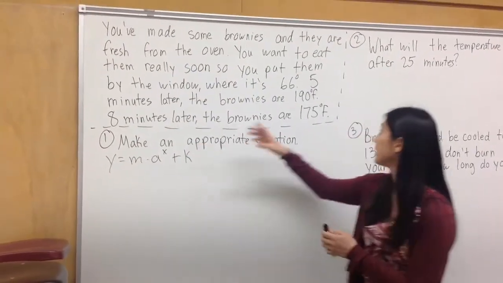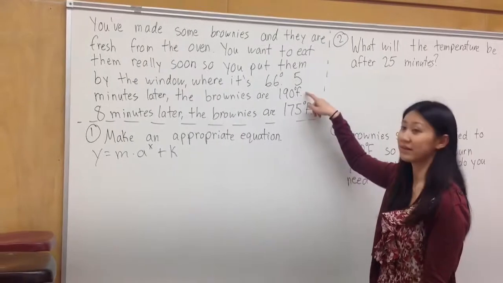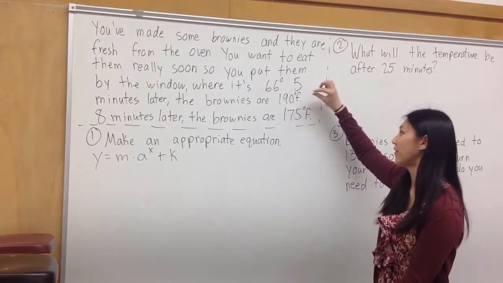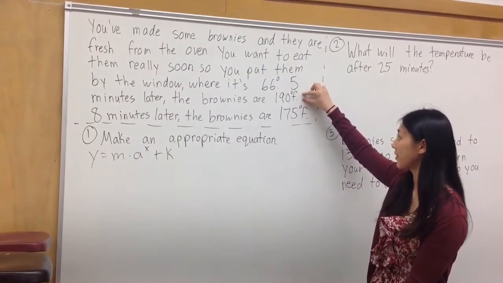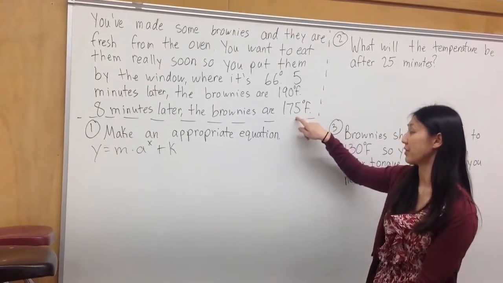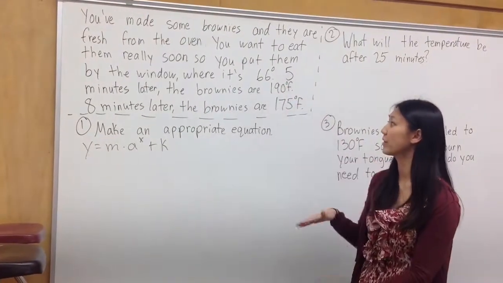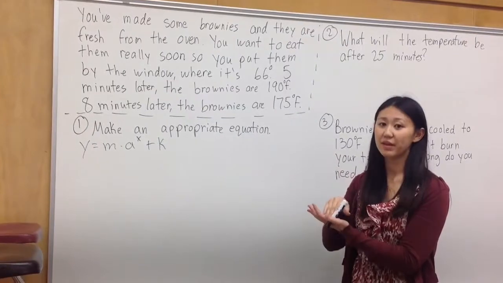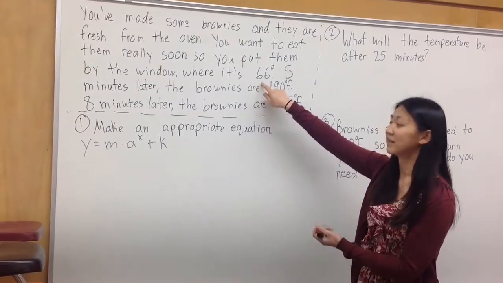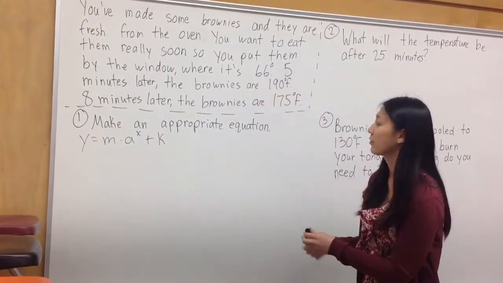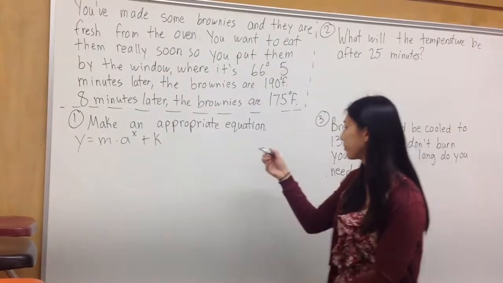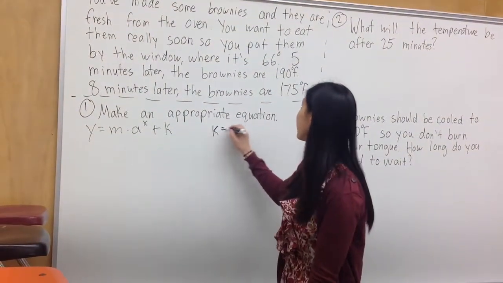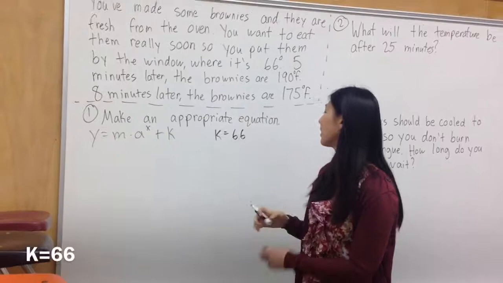For example, these brownies here, they're cooling down, because this is what they are at the very beginning when we first get a temperature, and then they're going to be this temperature later. So the brownies are cooling down, and there's a limit to how cold they can get. The limit is the 66 degrees Fahrenheit. So we know that k here is going to be 66 degrees Fahrenheit.